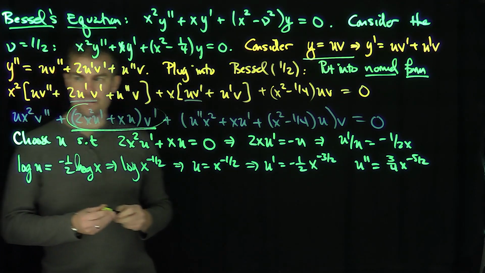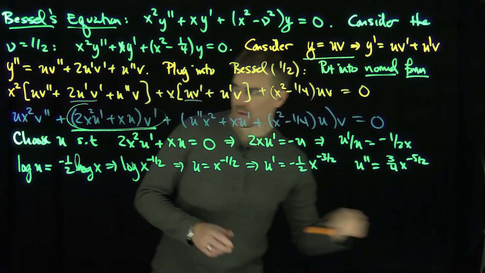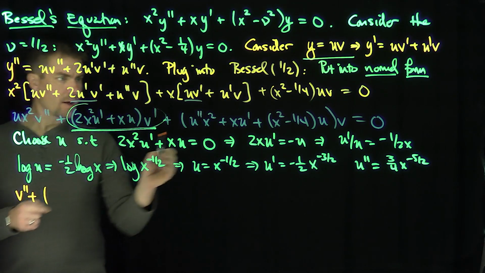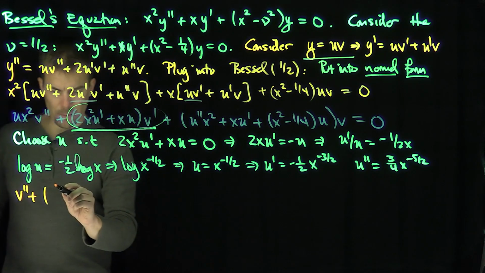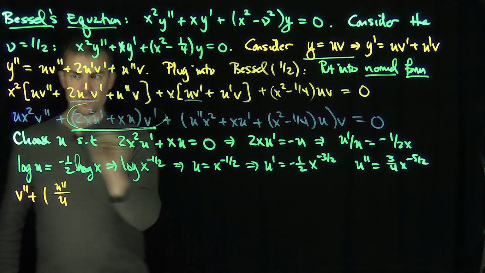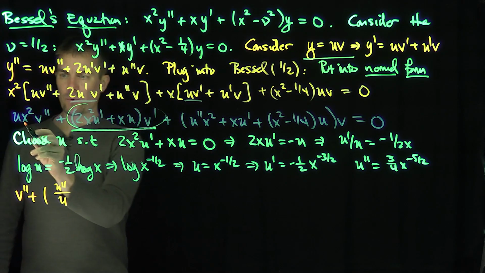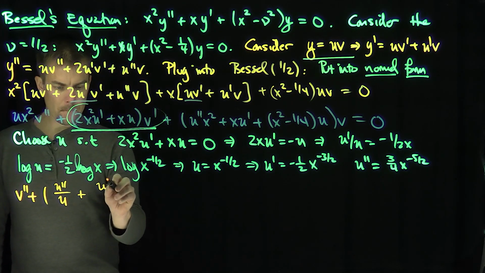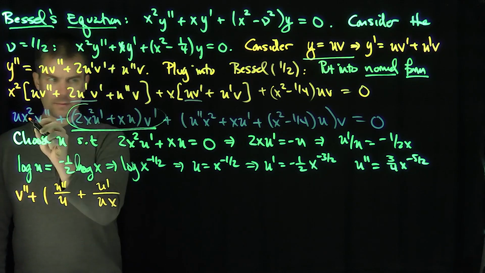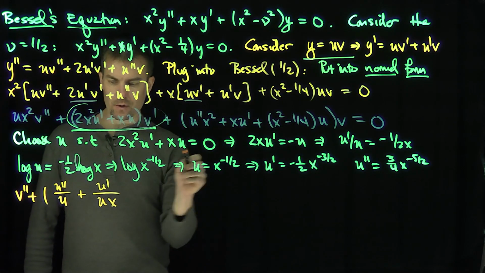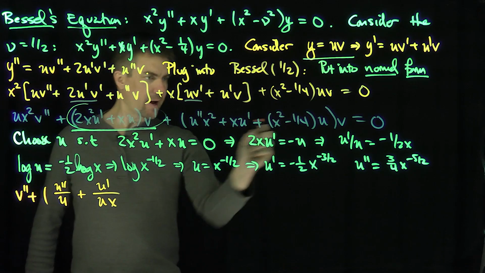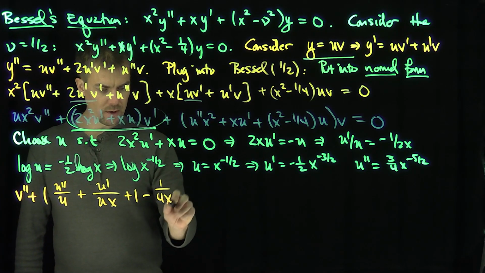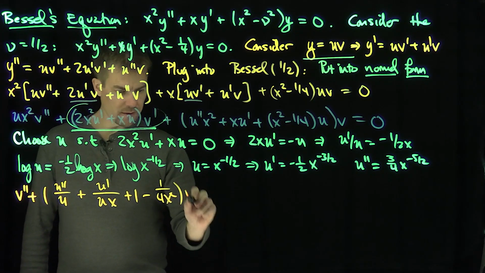So now I'm going to divide by x squared. So what's the v equation going to look like? It's going to be v double prime, and then plus u double prime over u. That's going to be the first term, because I have to divide by x squared. Then we'll have a plus u prime over ux, because there's an x over there. And then finally, the u will cancel out over here, right? And we'll have a plus, the x squared divided by x squared is going to be a 1, and then a minus 1/4 x squared, applied to v is equal to 0.